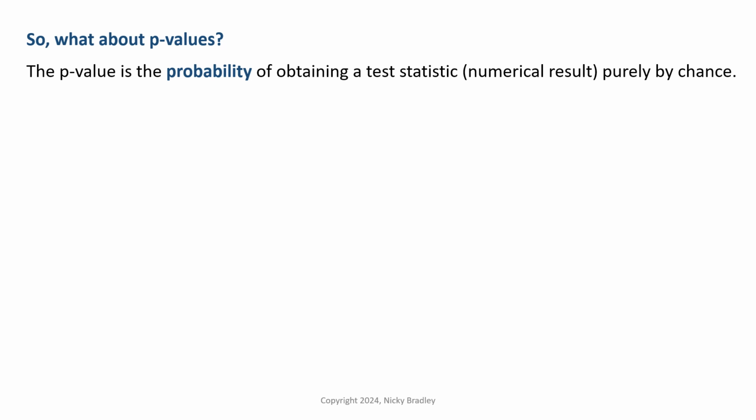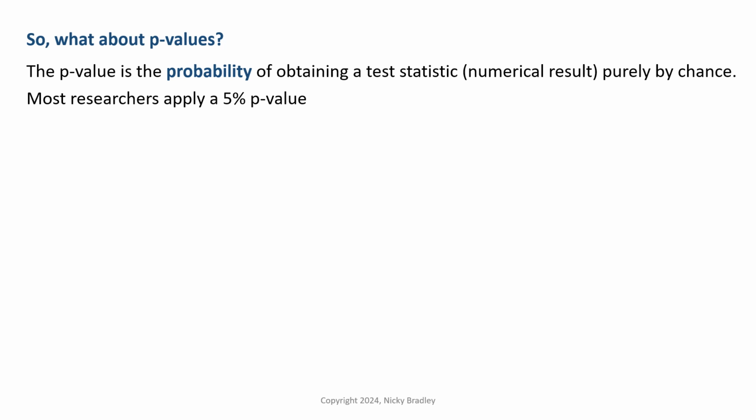So that was confidence intervals. Confidence intervals give us an idea of the power of the study. So what about p-values? You may have heard of p-values. You may have seen them quoted next to statistics. P equals. The P stands for probability. What we're talking about is the probability of obtaining a test statistic, in other words, that numerical result that it's attached to, purely by chance.